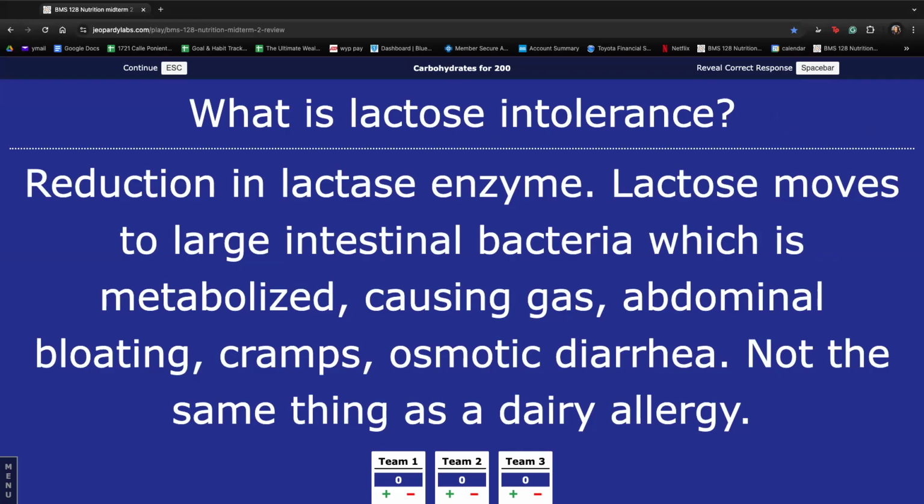And so all of the lactose that isn't digested moves to the large intestine and the bacteria in it metabolize it, which causes a lot of gas, bloating, cramps, and the runs. This is not the same thing as a dairy allergy because it's not an immune response. Your body doesn't see it as foreign, we just don't produce enough of the enzyme. Some people consume lactase to break it down, or consume products that already have the enzyme in them. Lactaid is a company that does that.